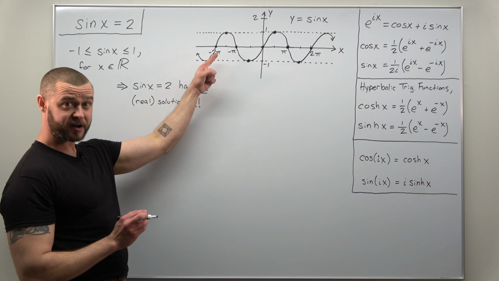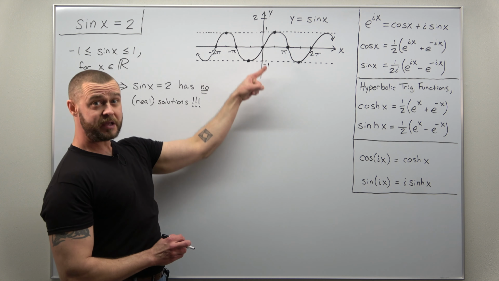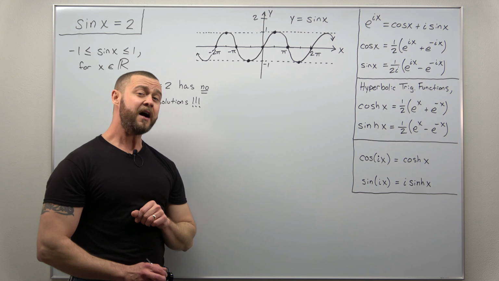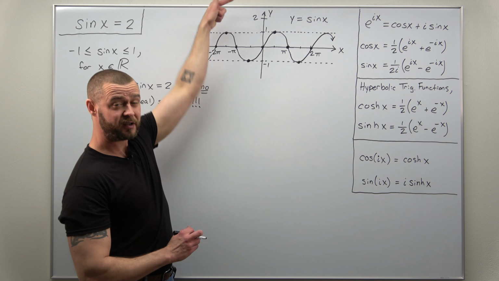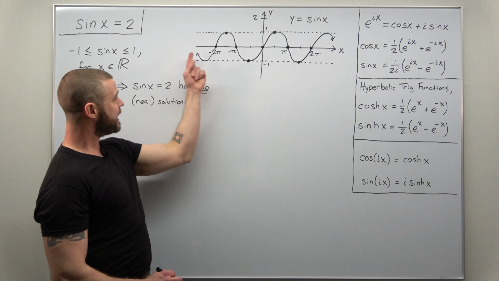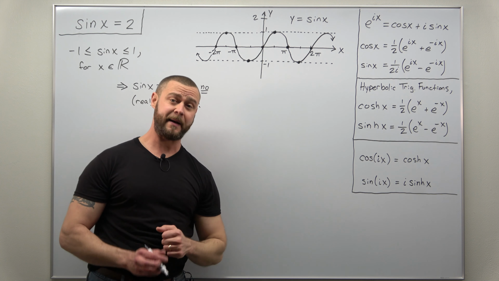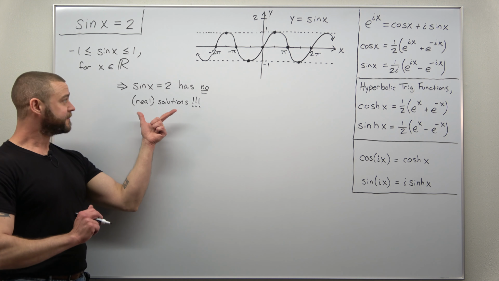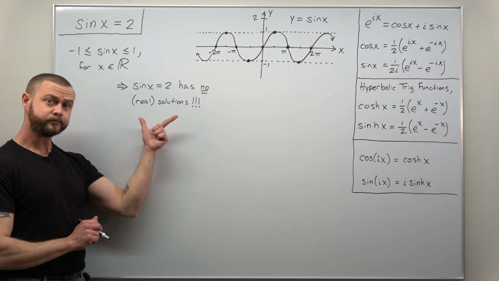Graphically, you can see that here with the graph of sine. Your graph stays between y equals 1 and y equals -1, and the value 2 is above the graph of sine. So there is no way you're going to have any real value of x for which sine of x will come out to equal 2. So right from the start, we can forget about this equation having any real solutions.